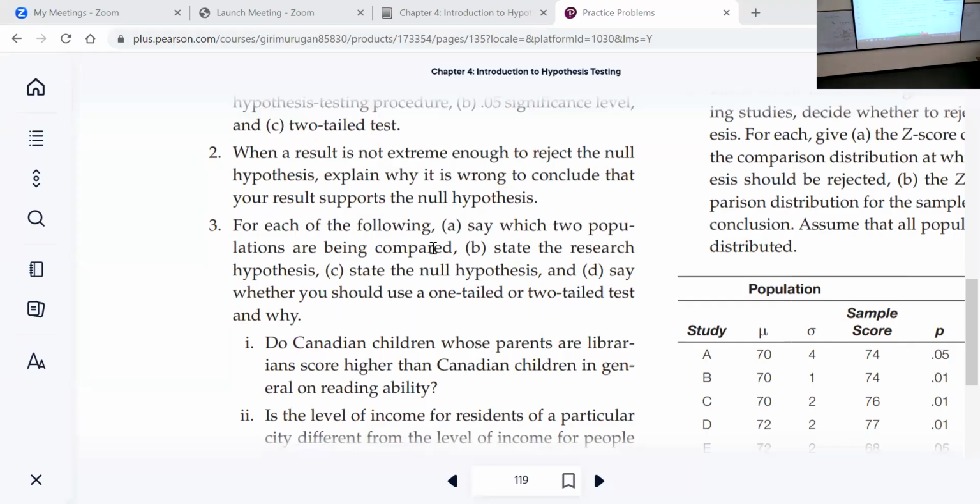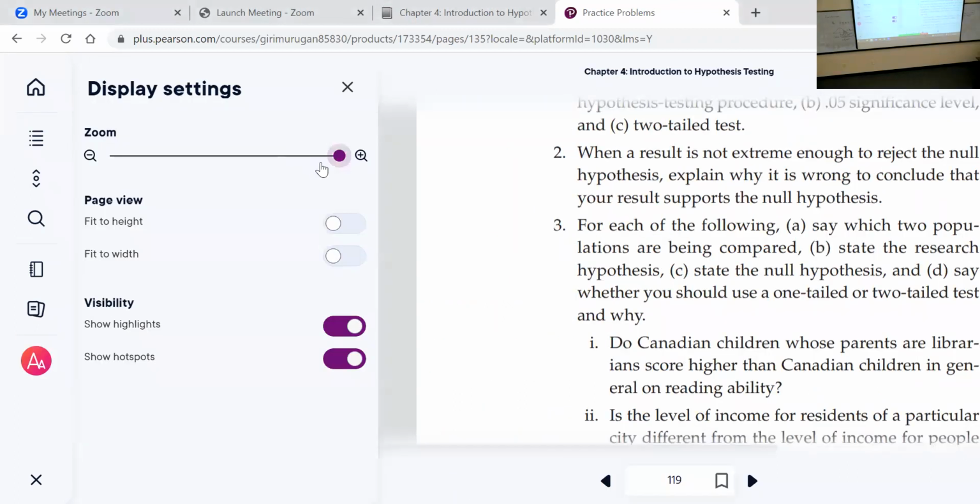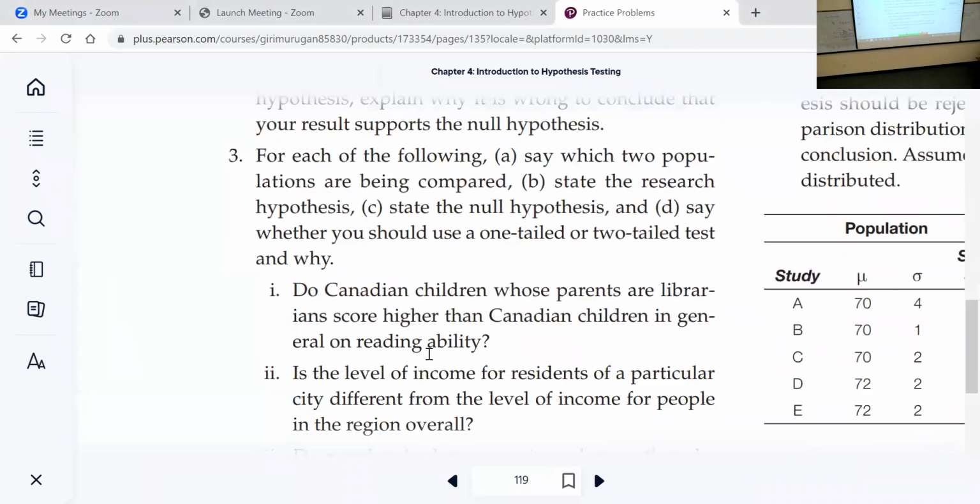Are we able to see clearly? Yes, we can zoom a bit. Let's start with number 3.